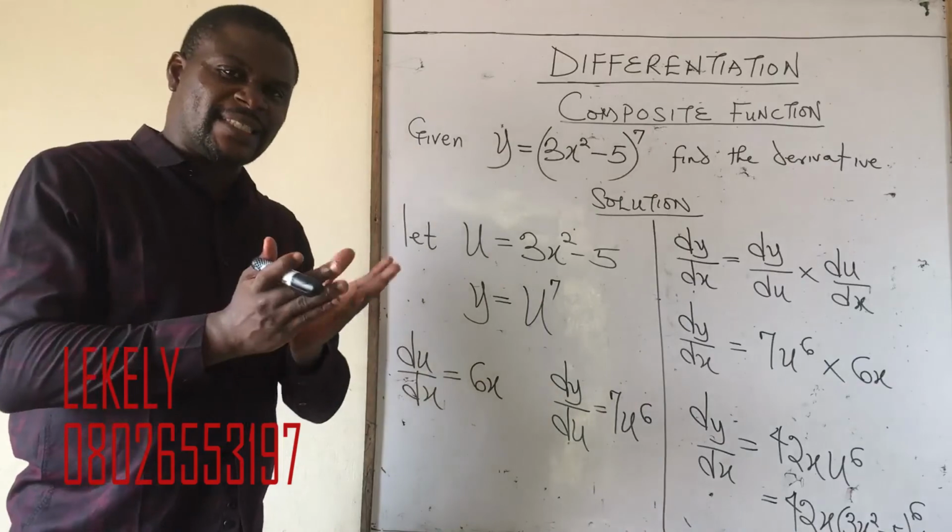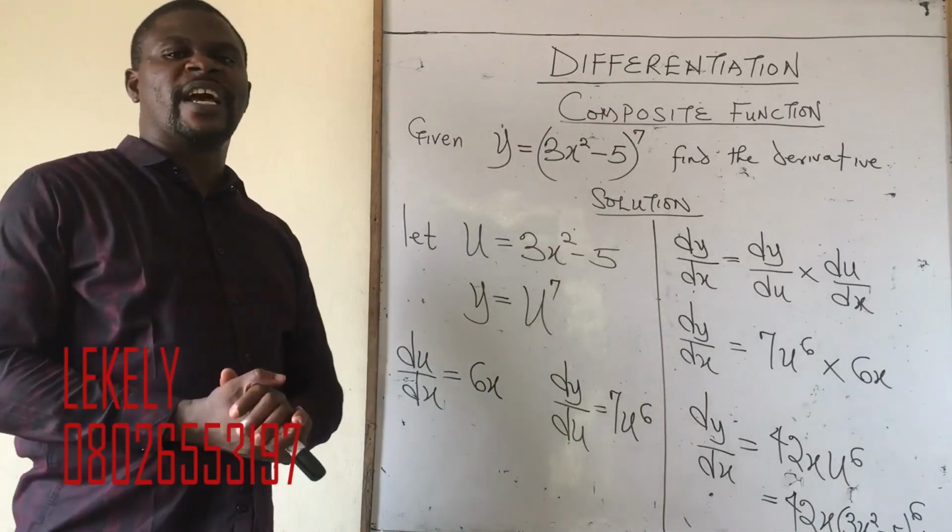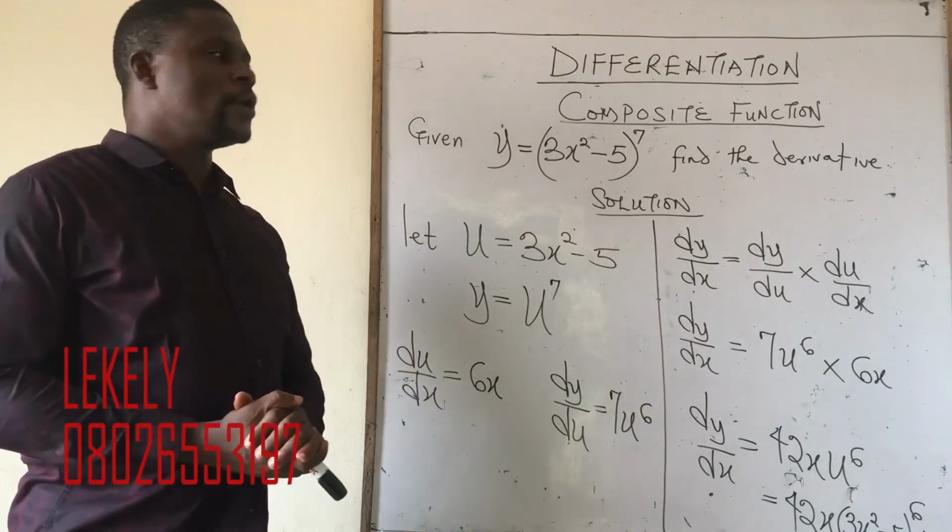So when you see a bracket and a power, this is the rule to use. It's a composite function, or function of function.